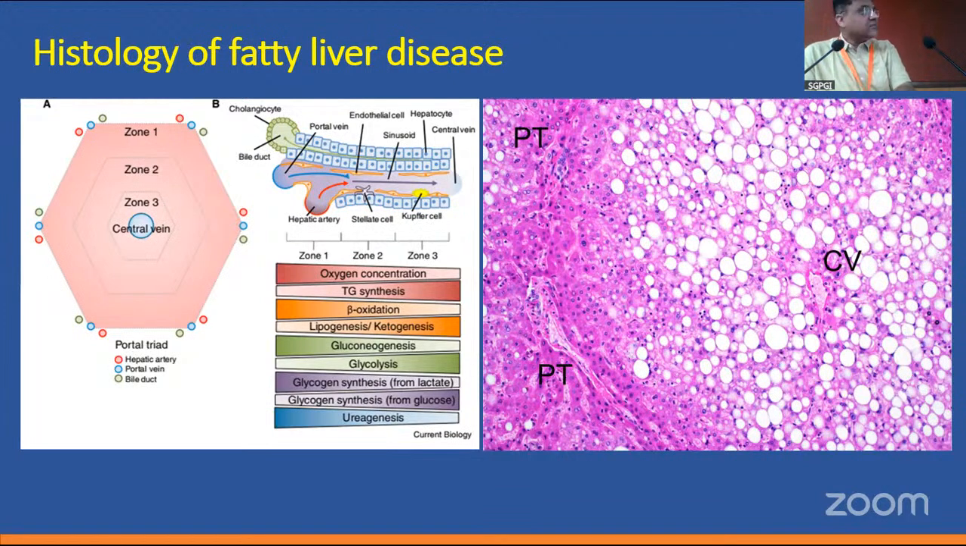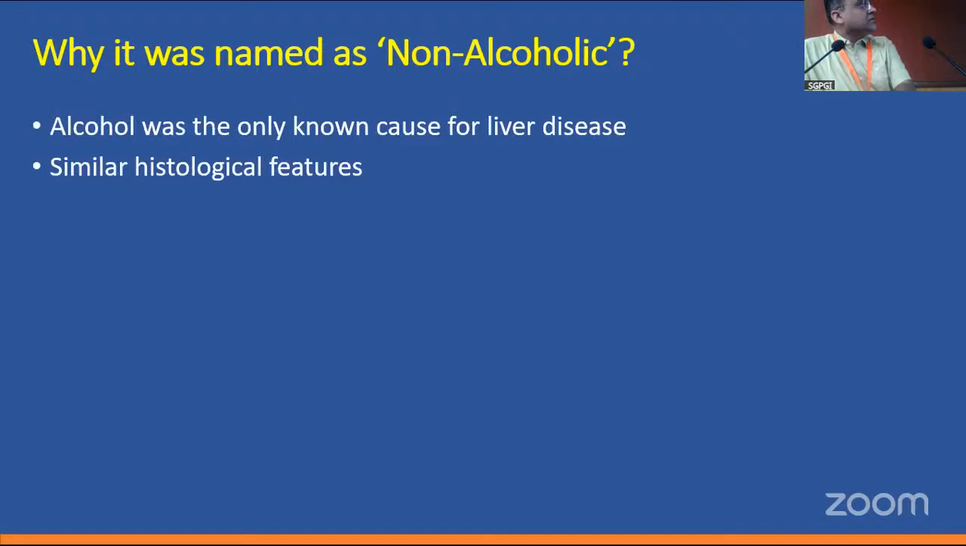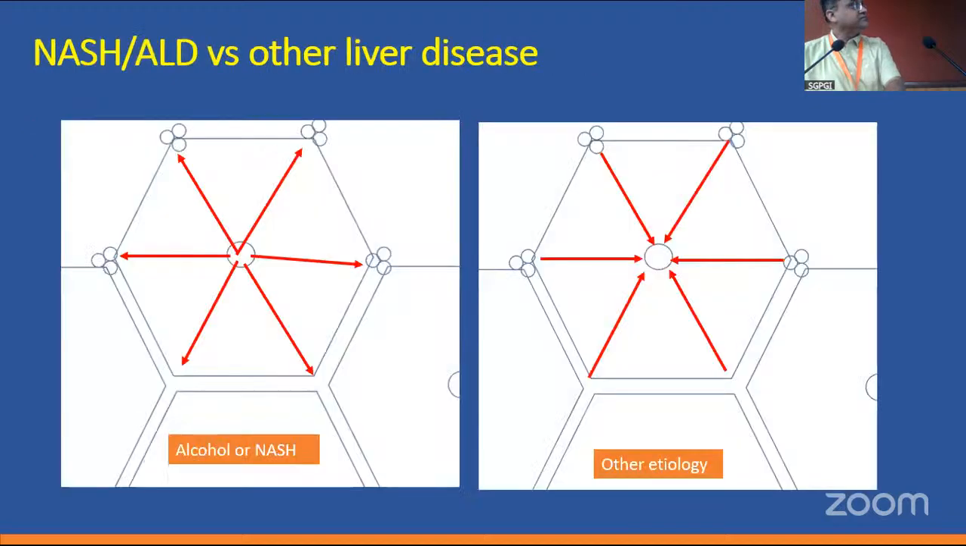I will take it forward from here. So that was the reason why it was named as non-alcoholic fatty liver disease. Same thing I have depicted here. In alcohol and NASH, in two conditions, pathology moves from central vein to periphery, but in all other diseases, pathology moves from periphery to center. This is the basic difference.